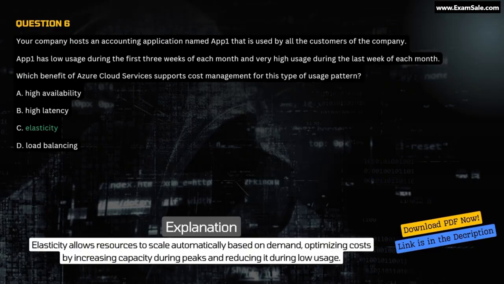Explanation. Elasticity allows resources to scale automatically based on demand, optimizing costs by increasing capacity during peaks and reducing it during low usage. Question 7.